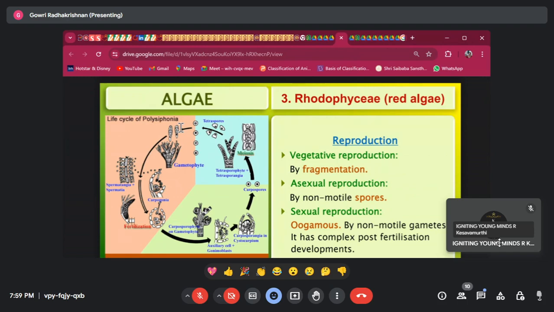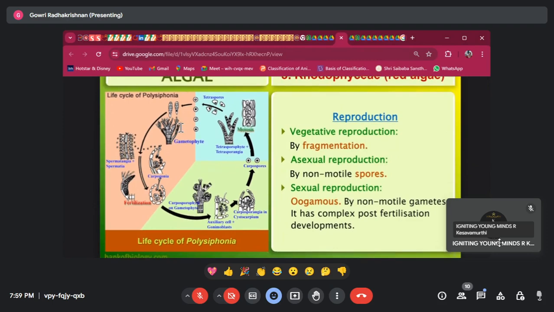Now the reproduction: vegetative by fragmentation, asexual by non-motile spores. That means they don't have flagella. And sexual reproduction is oogamous. They have only one type of sexual reproduction, that is oogamous, by non-motile gametes, with complex post-fertilization developments.